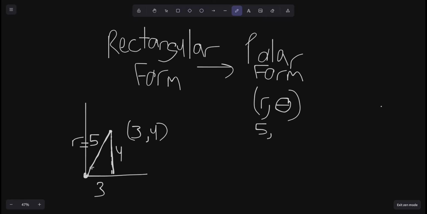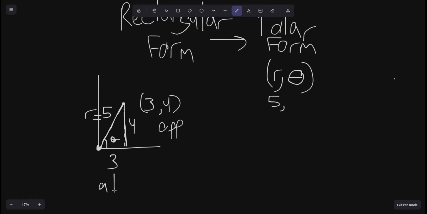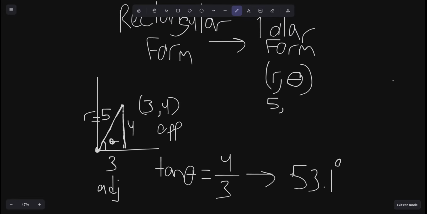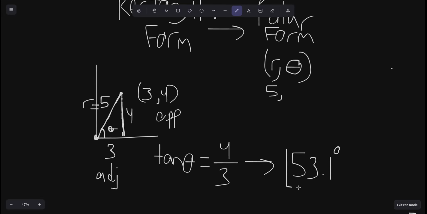Now what about the angle? Well, to find the angle, what is this side? This side's the opposite side. What's this side? This side's the adjacent side. I know tangent of this angle is equal to the opposite side, 4, over the adjacent side, 3. If I take inverse tangent of both sides, I should get my angle. So let me put this in degree mode so that everything works out. I get approximately 53.1 degrees, or if you're calculating it in radians, you get whatever value that is.